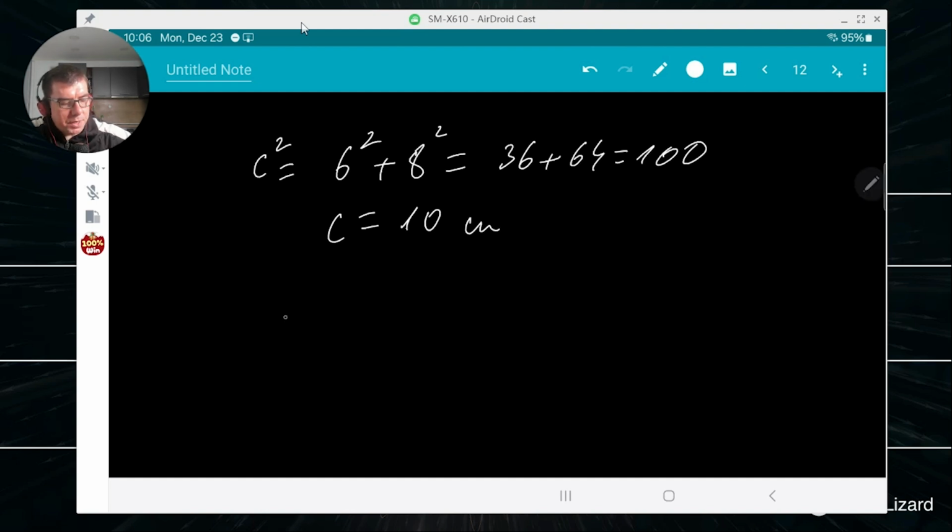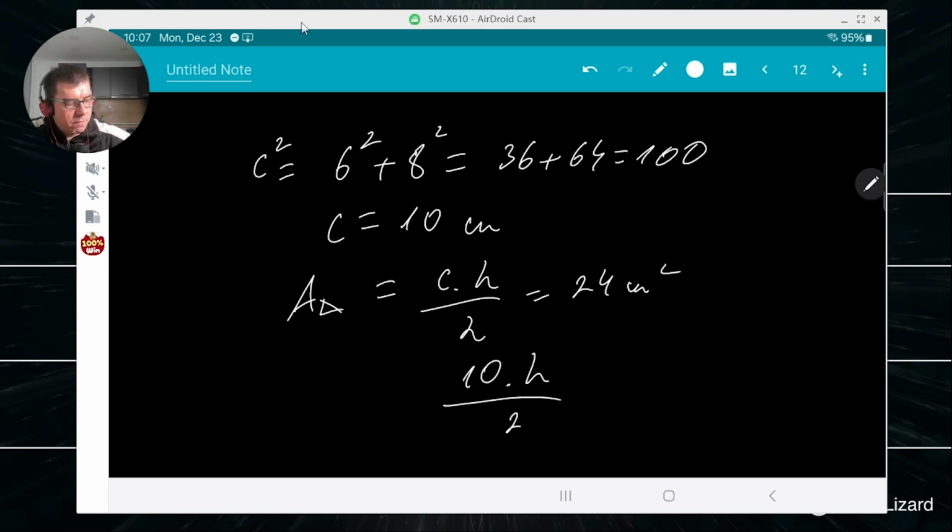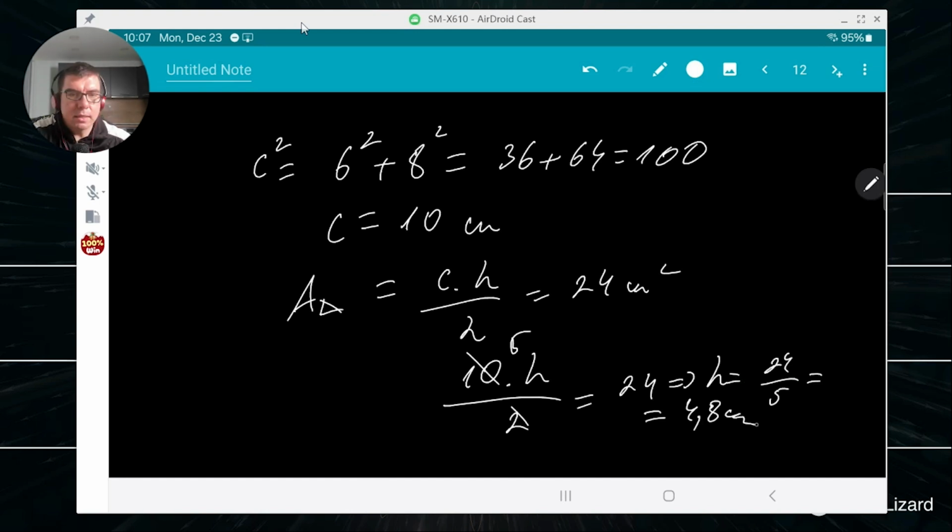So now the area of this triangle can also be calculated with C times H over 2, side times the height towards it over 2. And this is again 24 centimeters squared. So 10 times H over 2 equals 24. H has to equal 24 divided by 5, which is 4.8 centimeters, okay? And that's the answer.